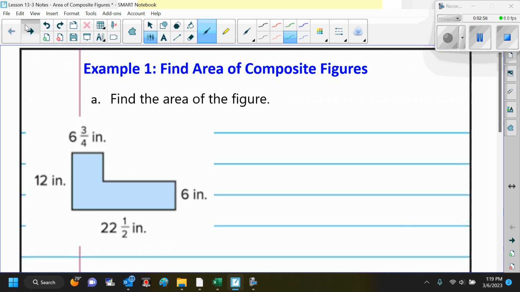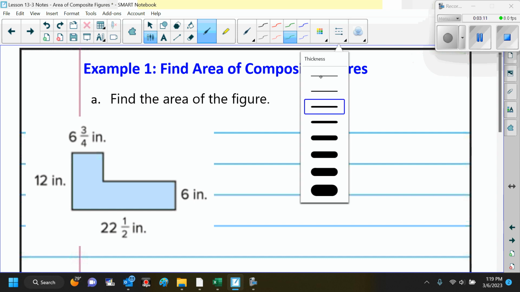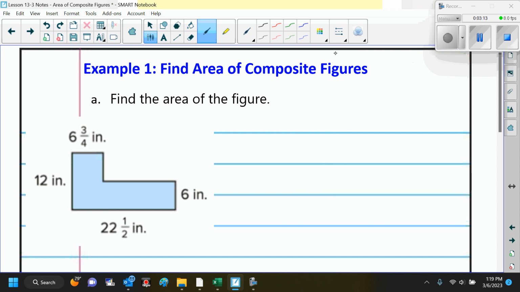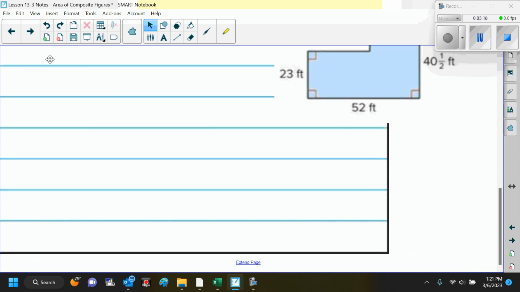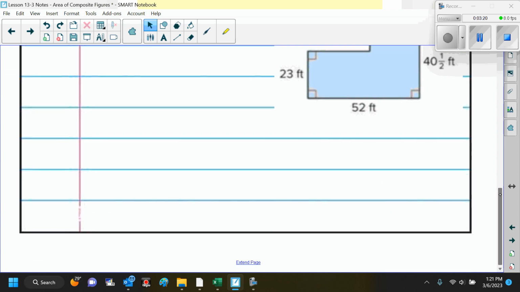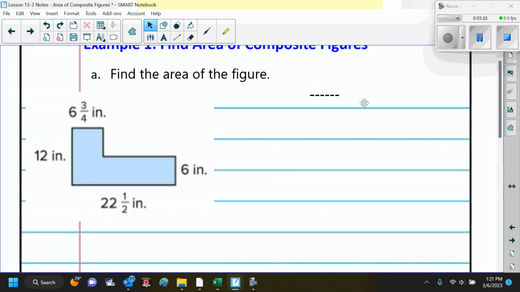So let's take a look at example 1. Example 1 is to find the area of the composite figure. So we want to find the area of this. Now, I do want to mention that there's not just one way for you to decompose the figure.